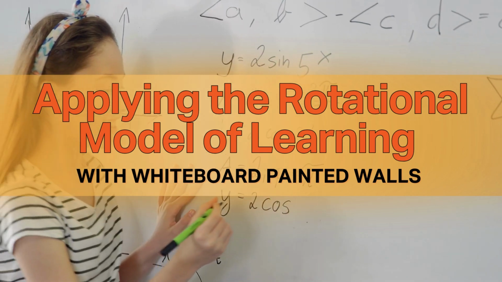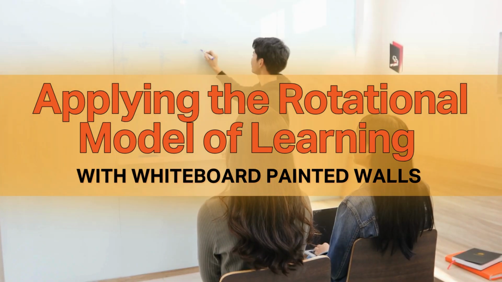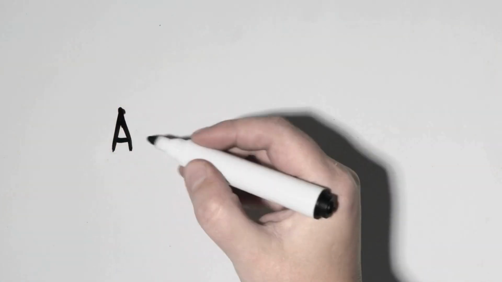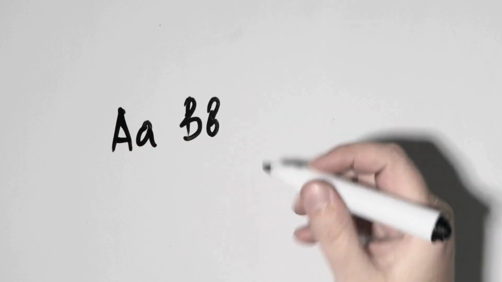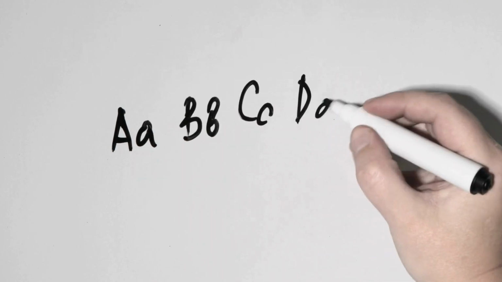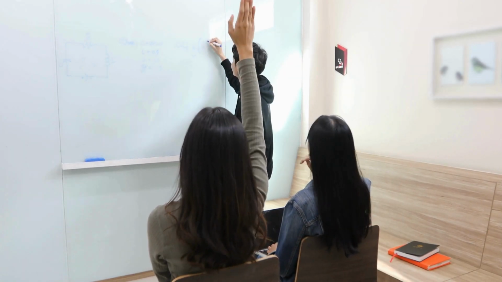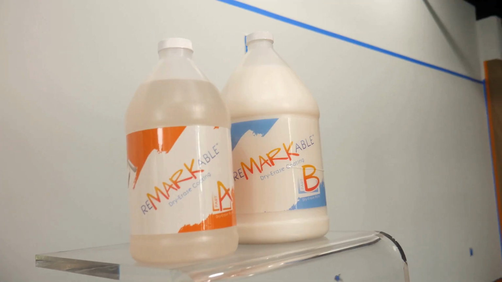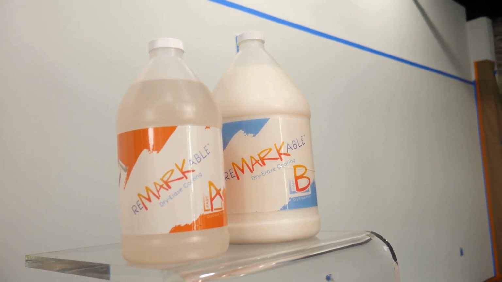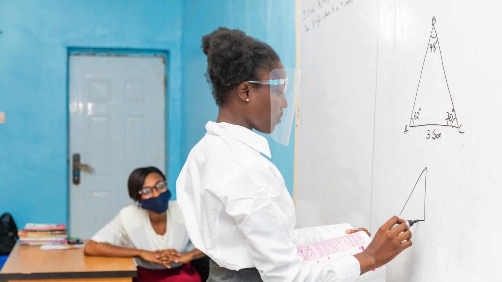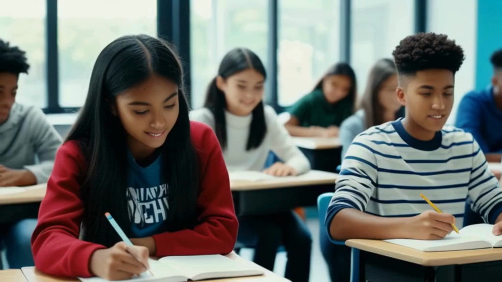Applying the rotational model of learning with whiteboard painted walls. Are you looking for a new teaching strategy using whiteboard paint that will boost your students' learning outcomes? The rotational model may be what you're after. In this video, we'll explore the rotational learning model and how whiteboard paint can be a valuable tool for this approach. The rotational model is a powerful form of blended learning.